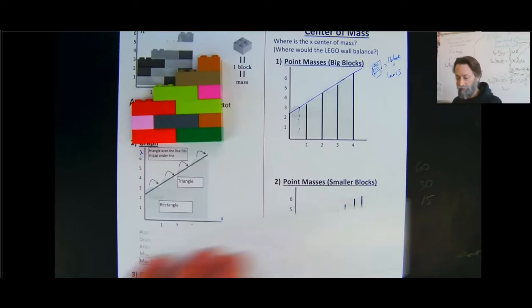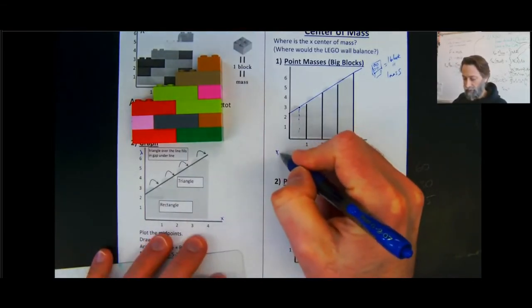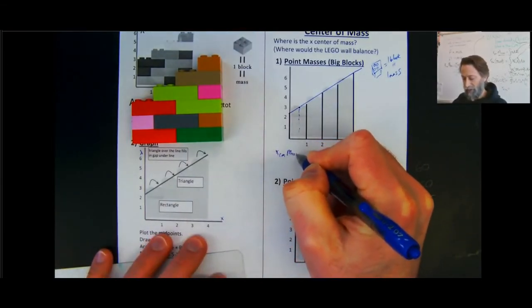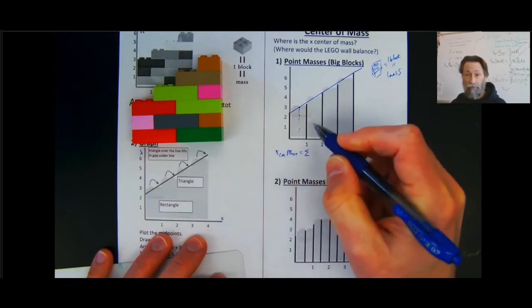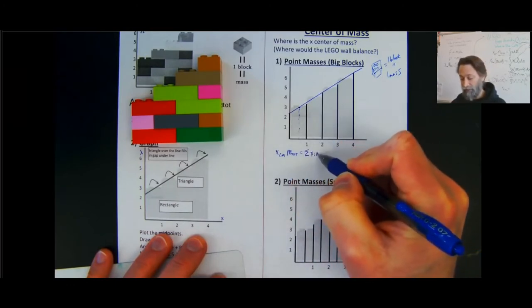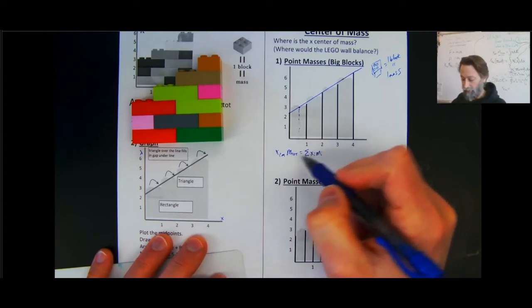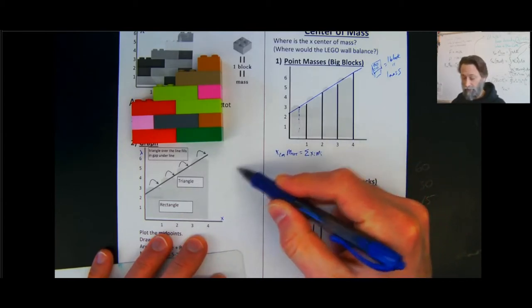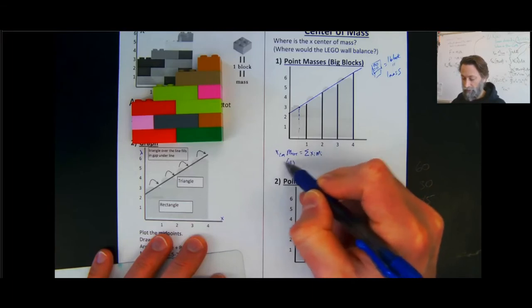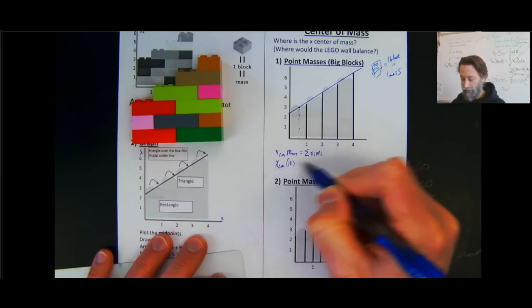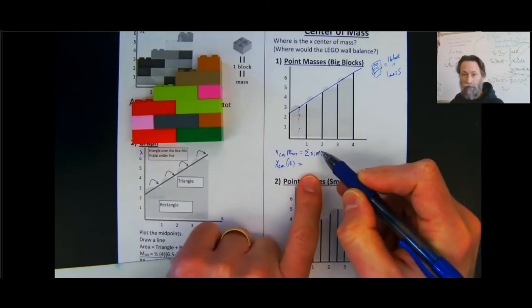Now remember that for center of mass, x center of mass times the total mass is equal to the sum of all of the individual positions and masses. I already knew from previously that the total mass is 18. We're looking for this x_cm. And then over here, we're going to add up our individual ones.